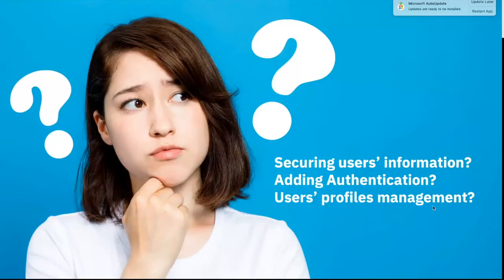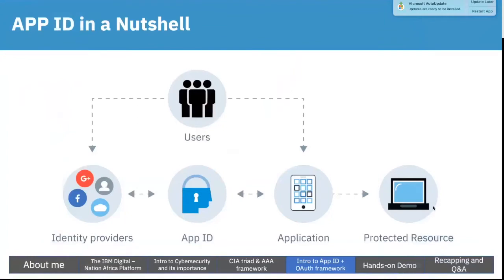Okay? So, of course, no matter how successful your idea is, the success of your app depends on the trust you build with the users, which comes to securing your users' data and protecting the systems your app is accessing. Today, since we are using the IBM Cloud App ID service, I'll just give you a brief introduction about App ID. So this is App ID in a nutshell.